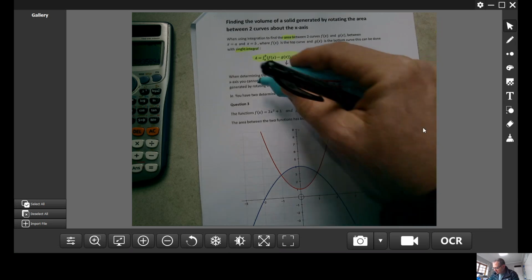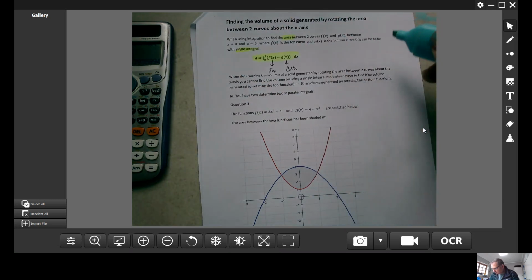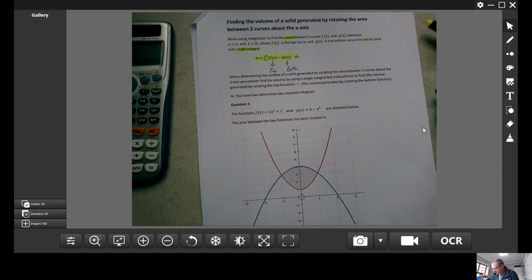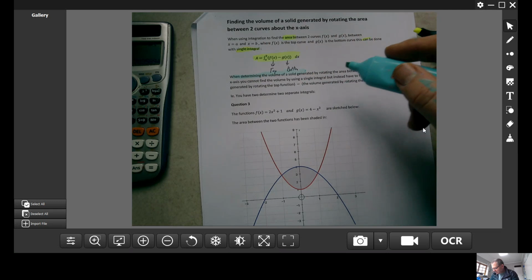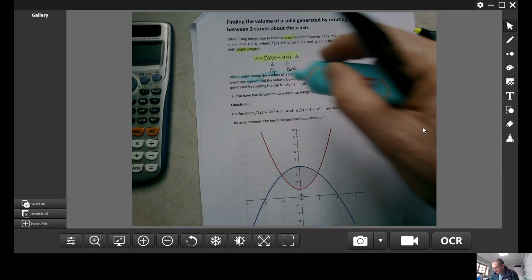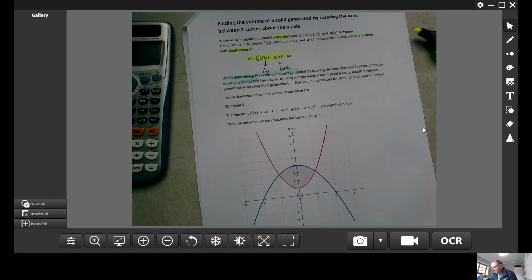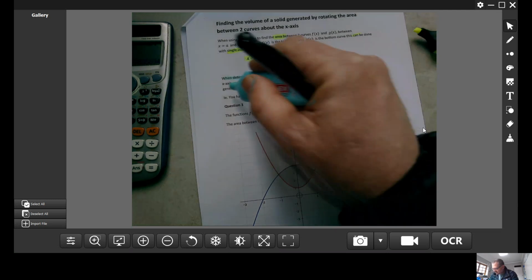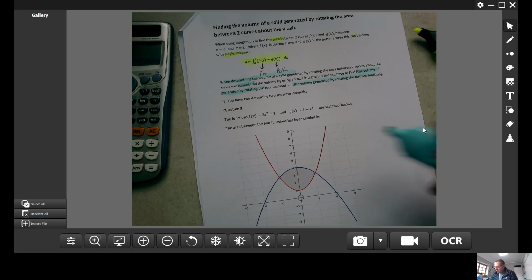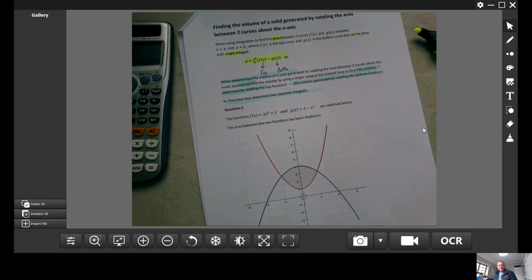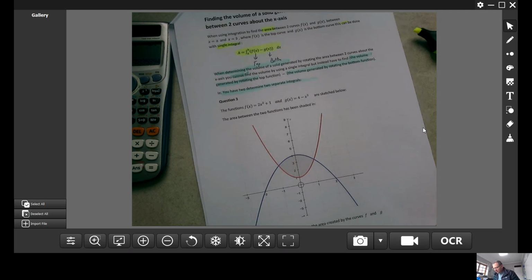However, when finding volume of a solid, you cannot, is the key idea, find the volume by using a single integral, but instead have to find the volume generated by the top function minus the volume generated by the bottom function. In other words, you have to do two separate integrals. Can't do it as a single integral. It's important to remember that.